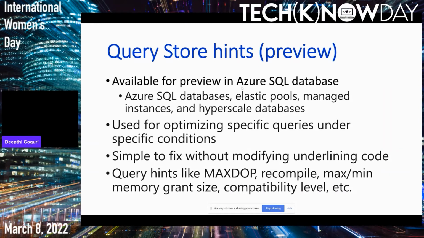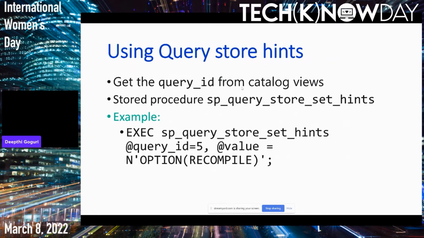What kind of query store hints can you use? You can use MAXDOP, RECOMPILE, maximum and minimum memory grant size, and compatibility level as well. So how do you put a query store hint on a query ID? You will use the stored procedure sp_query_store_set_hints, and you'll grab the query ID by using the system catalog views for the query store. With sp_query_store_set_hints, give the query ID and then the value. The value here we are using is RECOMPILE.